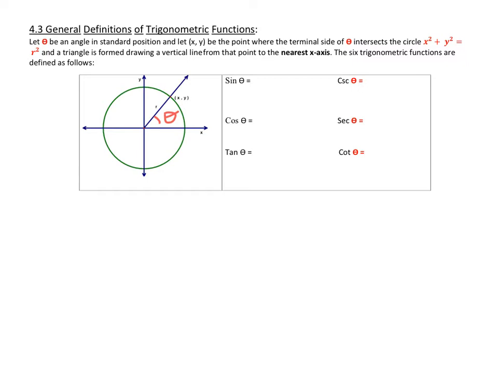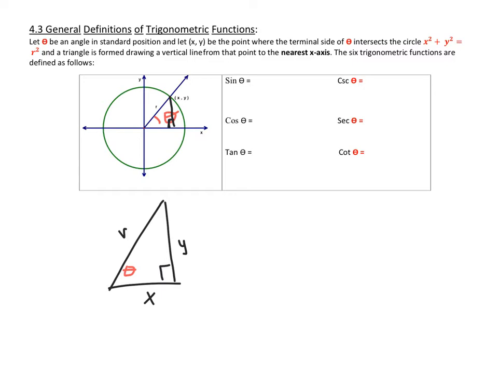Moving on with the statement, a triangle is formed by drawing a vertical line from the point to the nearest x-axis. So let's make a triangle, and the triangle is going to be right there. That's the right triangle, and let me draw that triangle here so we can see it better. And remember, this is x, this is y, and this is the radius, and the angle theta is right there. And then we can get the 6 trigonometric functions.